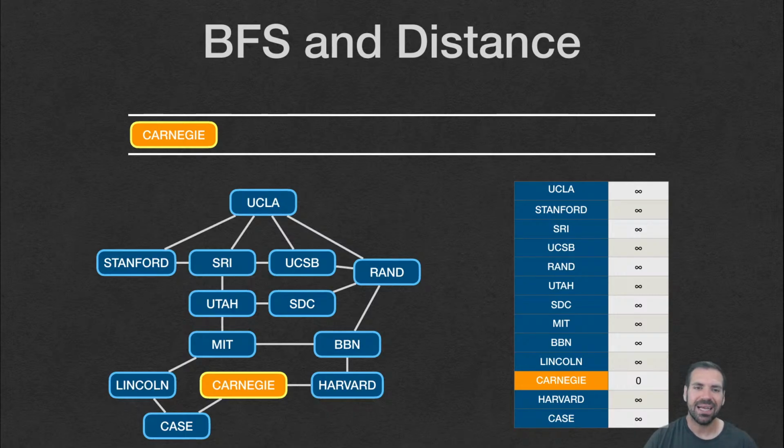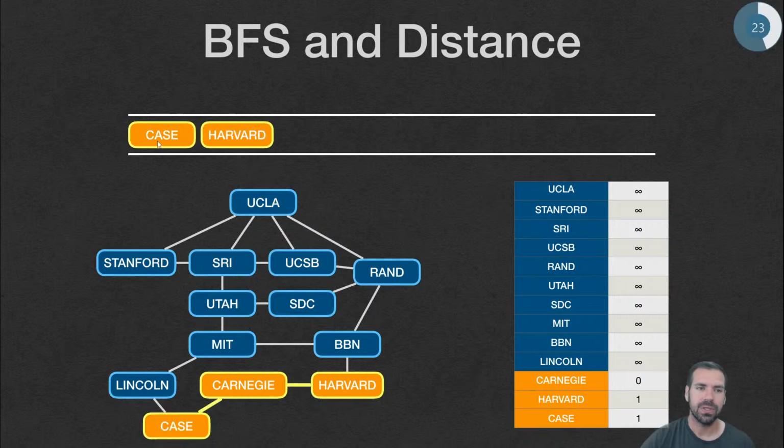If it has not been explored, which is the situation we're in here, we're going to do three things which relate exactly to our three data structures. So with Case, it has not been explored. So we're going to enqueue it. We're going to mark it as explored, so add it to your array list. And then set its distance equal to the distance of the node that discovered it plus 1.